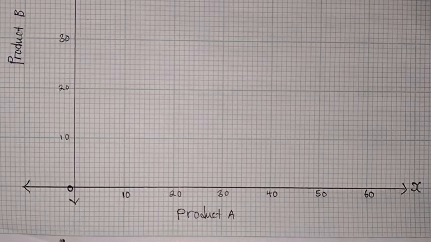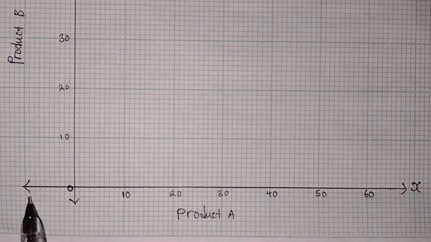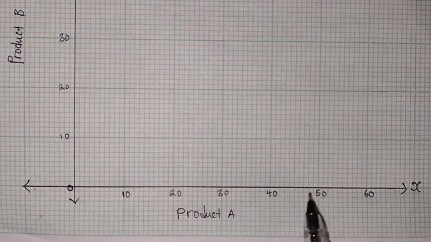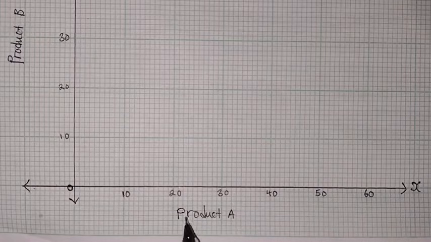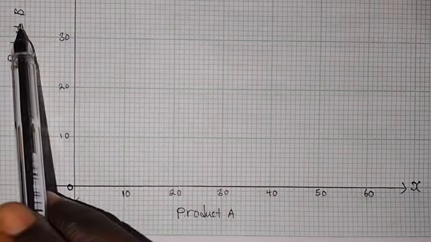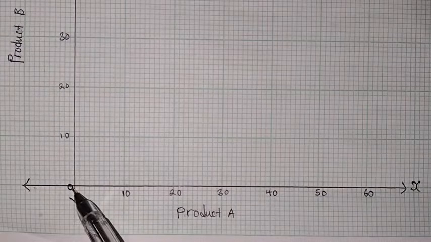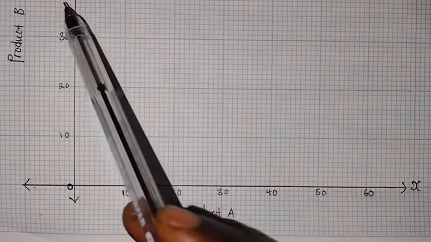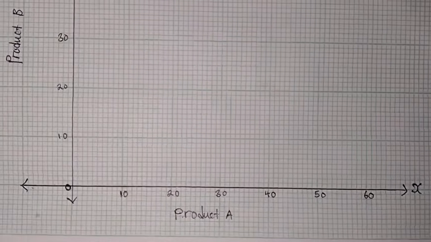All right, so this is how our graph is going to look. So this is the x-axis. The range was from 0 to 60 and represented by 10 units. So 0, 10, 20, 30, 40, 50, 60. And on the x-axis, we have product A. Then this is the y-axis where we have product B. So here it was from 0 up to 100. So 0, 10, 20, 30, 40, 50, until we reach 100.